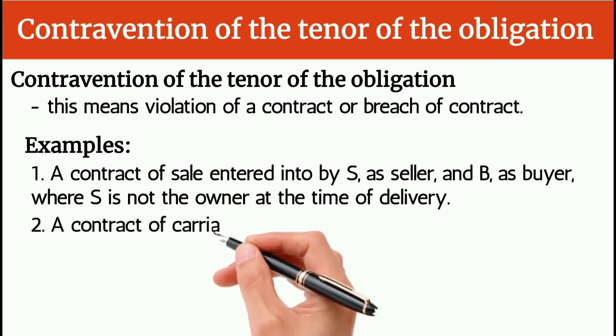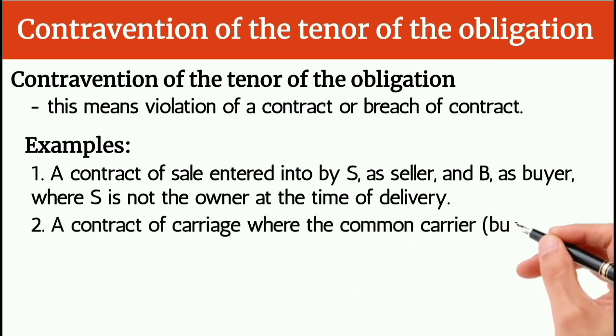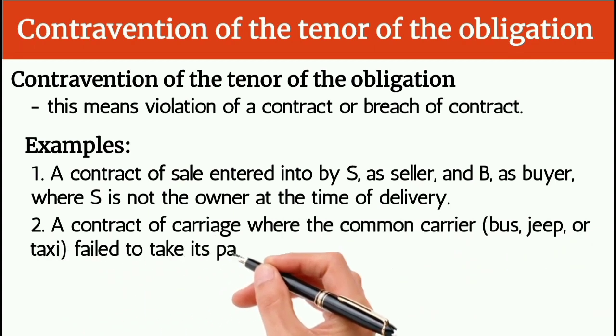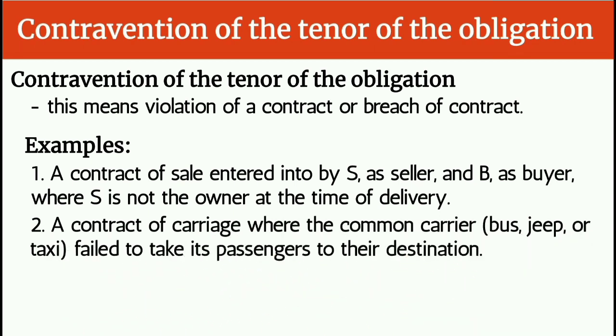Next, a contract of carriage where the common carrier, bus, jeep, or taxi failed to take its passengers to their destination. Of course, ang intention ng passengers or ang purpose ng passengers, that's why sumakay sila sa bus, jeep, or taxi, ay para makarating dun sa kanilang destination. In this example, the common carrier failed to take its passengers to their destination. So that means there is a violation of a contract or breach of contract.